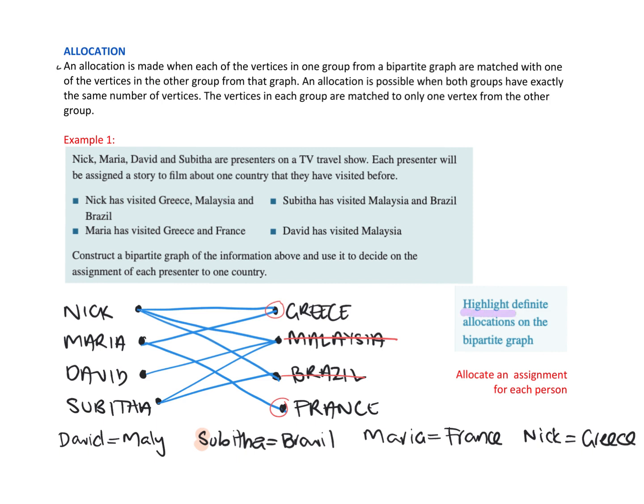It says over here to highlight allocation, definite allocations. So that was like David, he was a definite. There was only one way to go. And was it France? Only Maria. Was it? Oh no, we said someone else could do that. Was it? No, only Maria could do France. So that was a definite as well. And then you could work the other ones out.